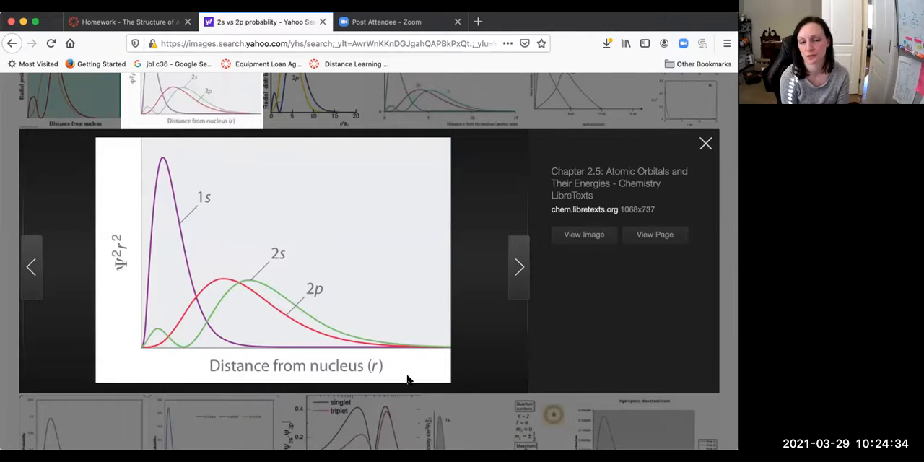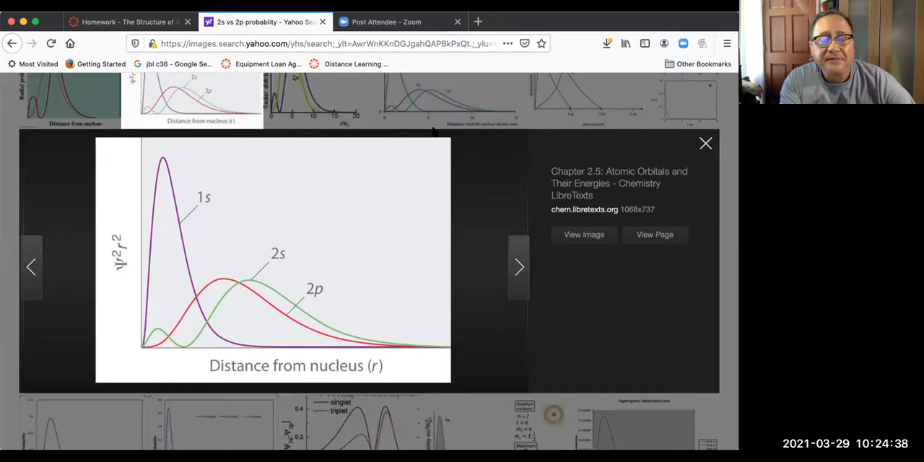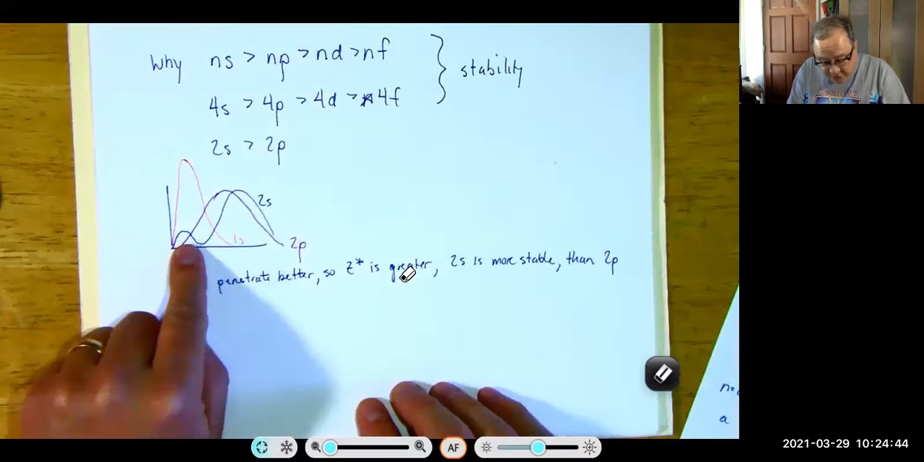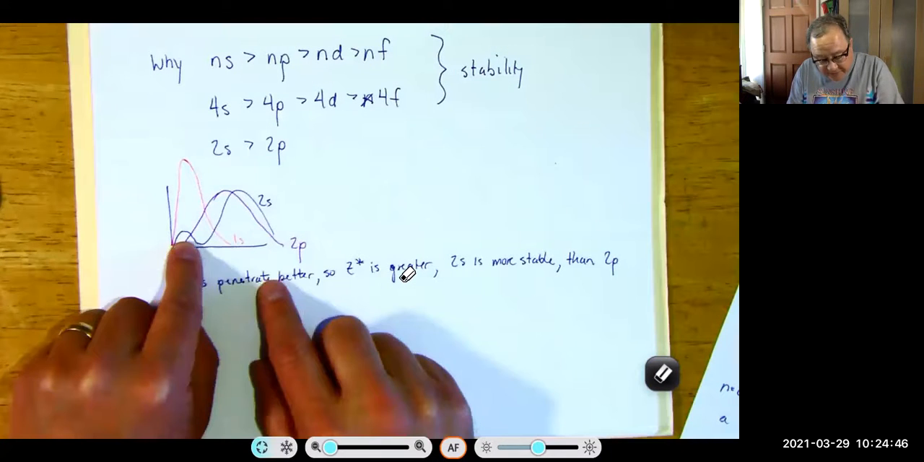I can only wait, see you. You can't see what I'm talking about. I'm sorry. I think that you can see what I can see. So you see this 2s here with the one hump and then the second hump?